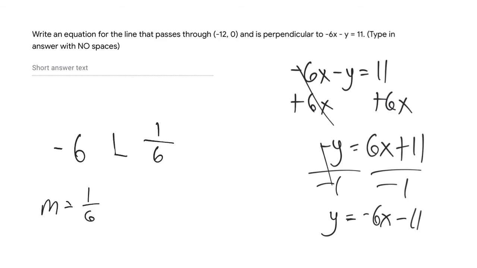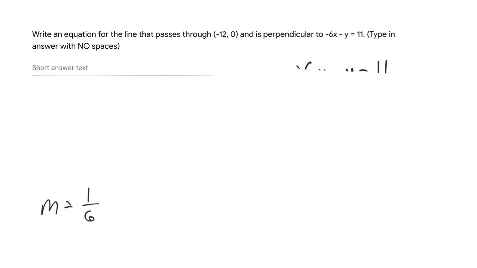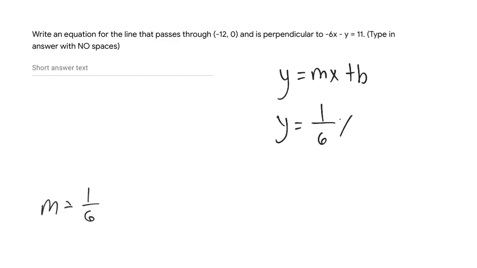At this point, now I can get rid of all this other stuff. I don't need any more of this stuff. I'm done with it. I need to write an equation that has this slope, but also goes through that point. So I'm setting up my y equals mx plus b. I know what my m is, so y equals 1/6 x plus, and I don't know my b. B is what I'm looking for, okay?